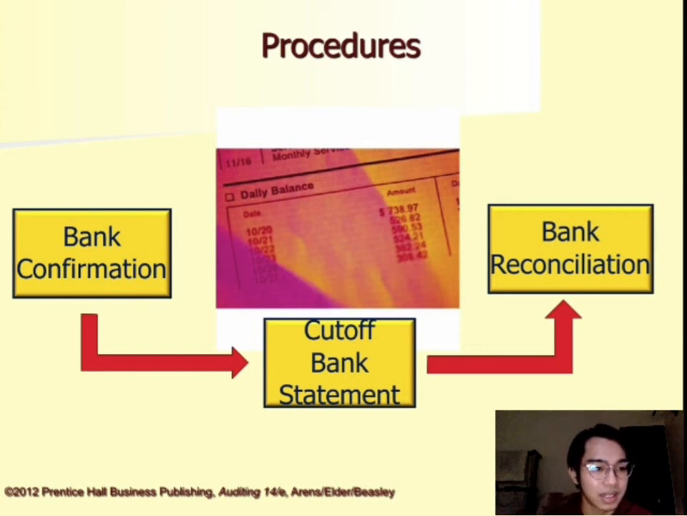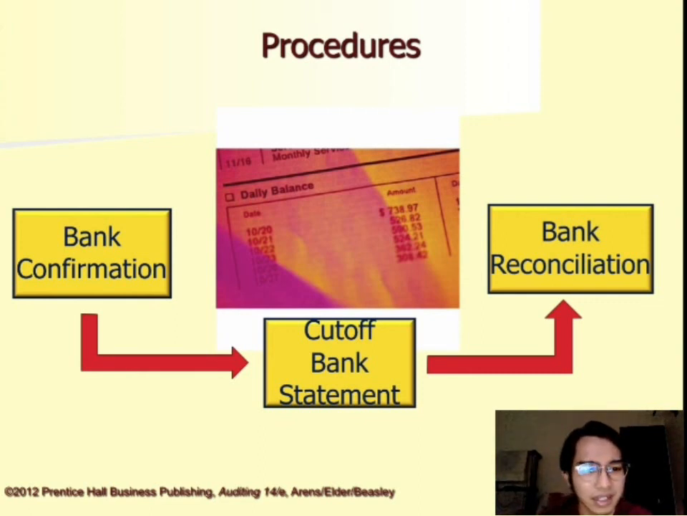Next, trace checks written and recorded before year end and included with the cut-off bank statement to the list of outstanding checks on the bank reconciliation and to the bank disbursement journal in the period prior to the balance sheet date. Last but not least is to investigate all significant checks included on the outstanding check list that have not cleared the bank on the cut-off statement.